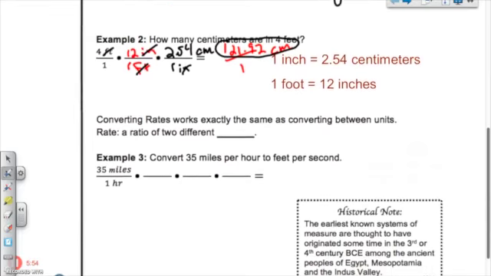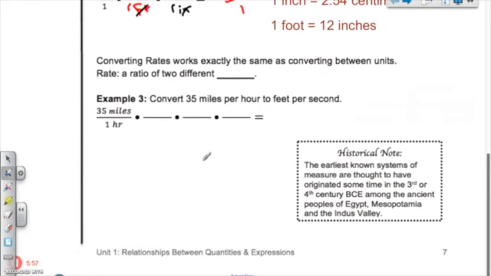So let's go to our last example, which is the most difficult. Now we're going to be converting between rates. Converting rates works the same as converting between units. However, a rate is a ratio with 2 different units. So instead of having miles over just 1, we've got miles per hour. So I've got both miles and hours to work with. And in this example, they're asking us to convert 35 miles per hour to feet per second.